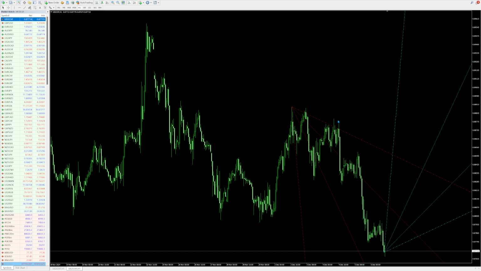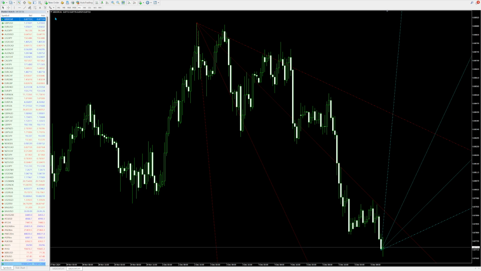Here you can see the indicator automatically draws the angles on the chart for you. If you're looking for this indicator, just simply search trend angle indicator and you will find it. This is the MT4 MetaTrader 4 platform that I'm using. The indicator, you can see I've attached to the charts and it's drawn the trend lines there.